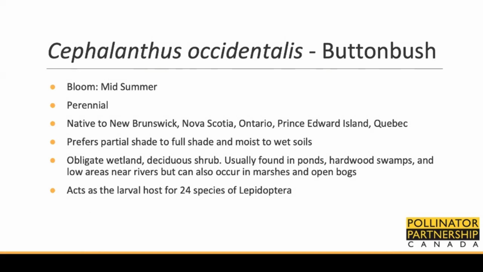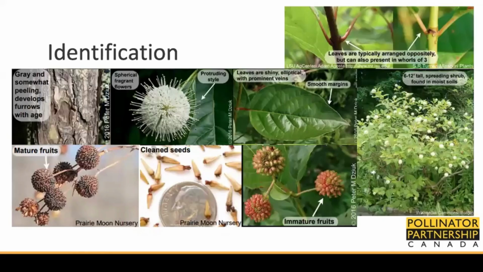The buttonbush is a larval host for 24 species, such as the buttonbush leaf miner and buttonbush sphinx moths, but it's also attractive to a number of pollinators, including even hummingbirds. Buttonbush is a multi-stemmed shrub that can grow up to 20 feet tall, though you'll usually see it up to 8 feet. It's easily identified in the field by its unique flower heads, which, as you can see, sort of resemble a pincushion. Leaves are smooth and usually oppositely arranged, but may occasionally come in whorls or clusters of three.